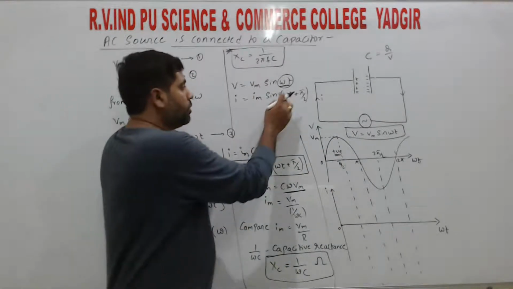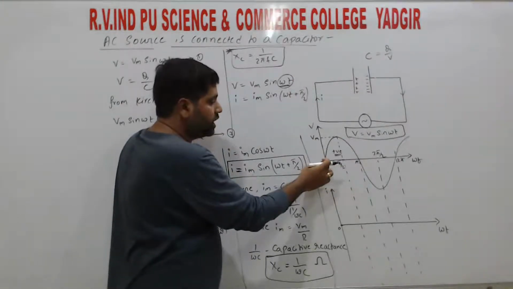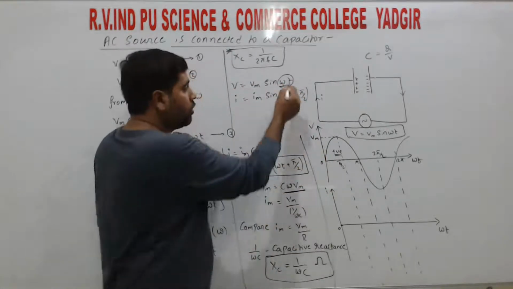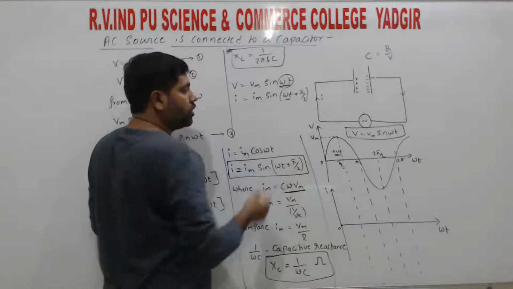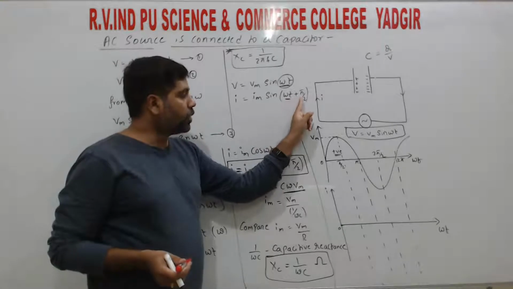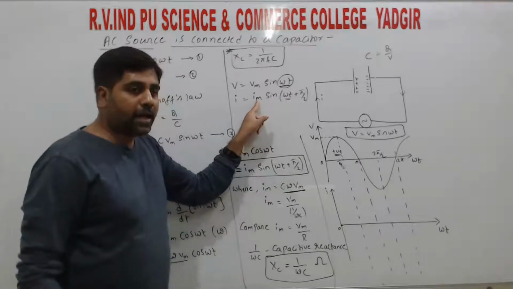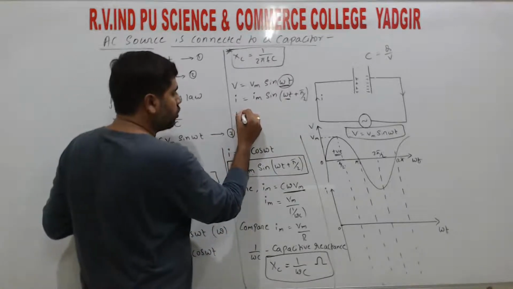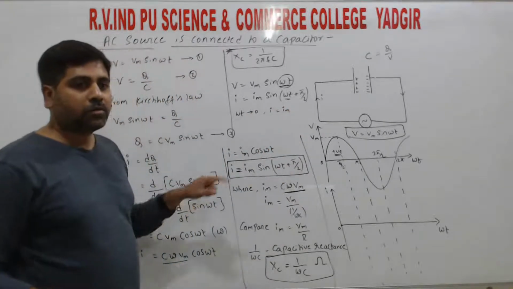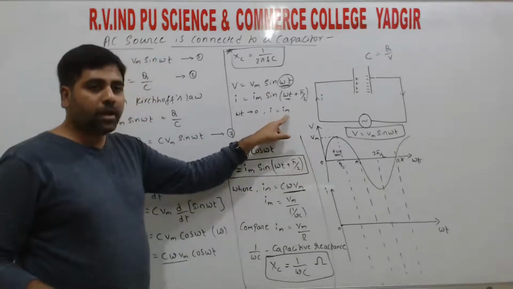So now, in the same way, we substituted pi by 2. Initially we substituted omega t as 0 in the voltage. For the same value, omega t equals 0, sin of 0 plus pi by 2 gives pi by 2. Sin 90 is 1, into Im is Im. So when omega t equals 0, I equals Im. So when omega t is 0, the voltage is 0, but the current is at its peak value.